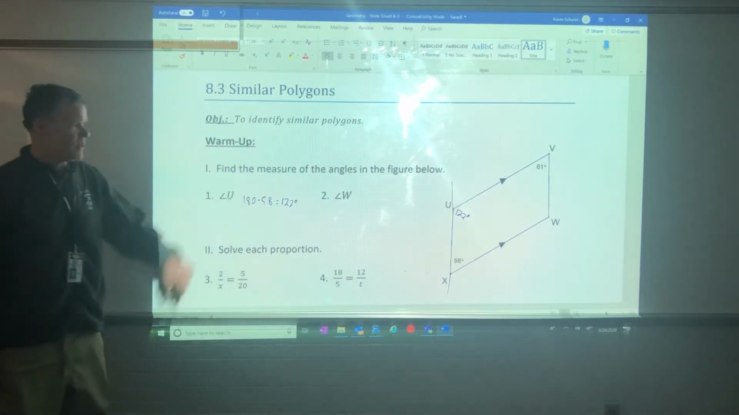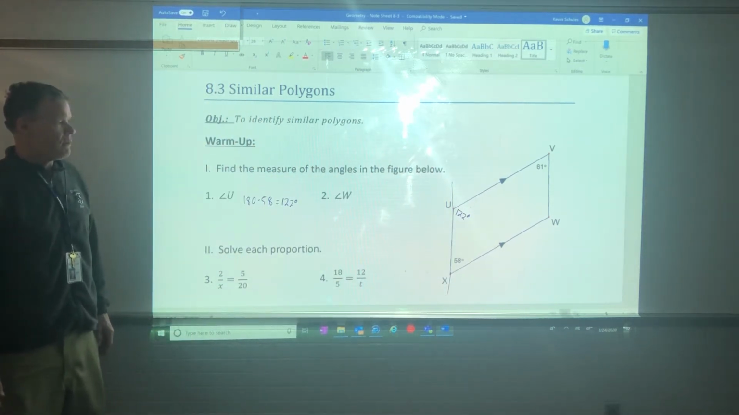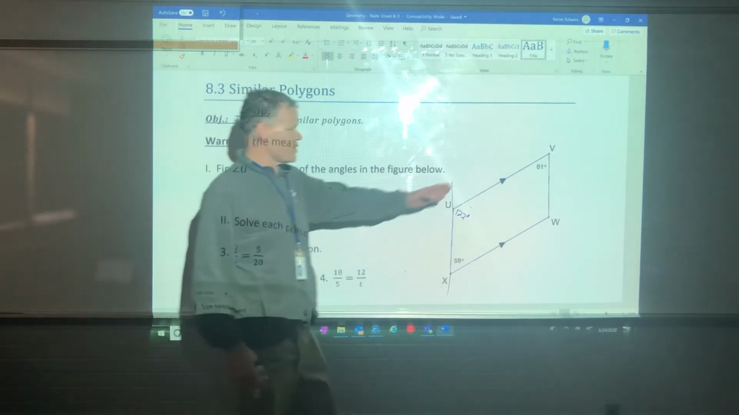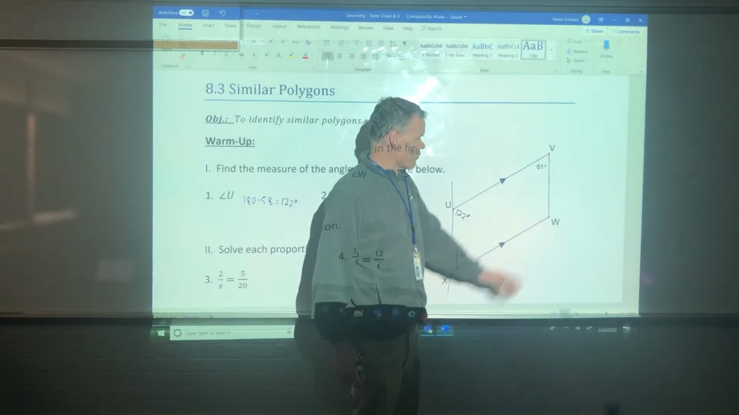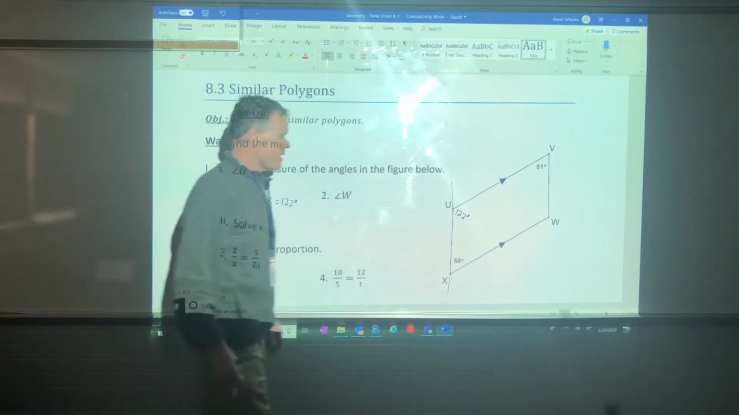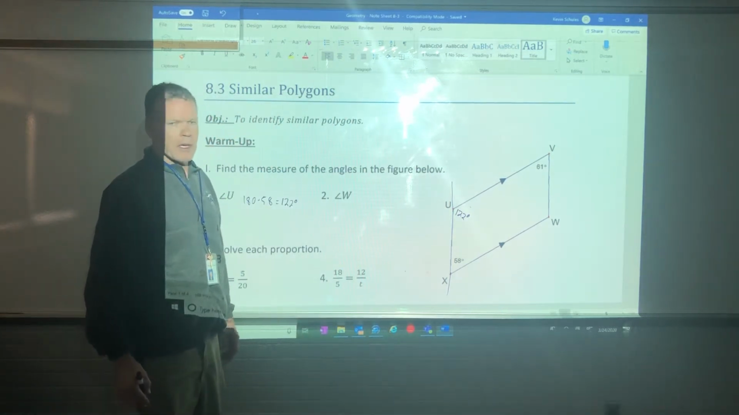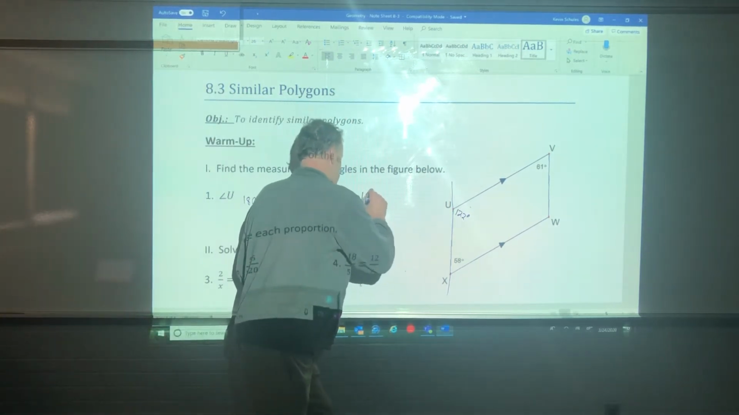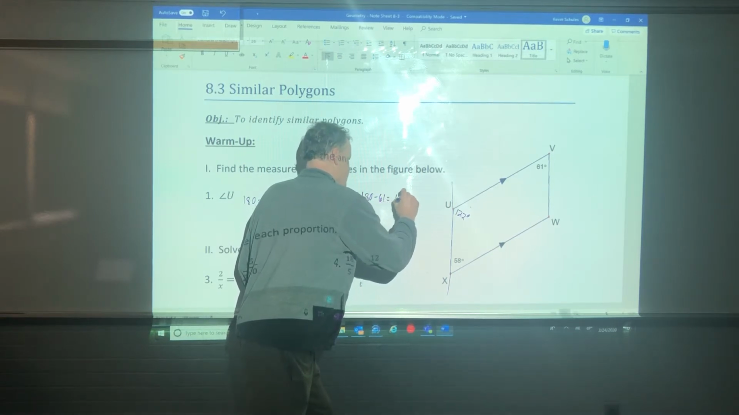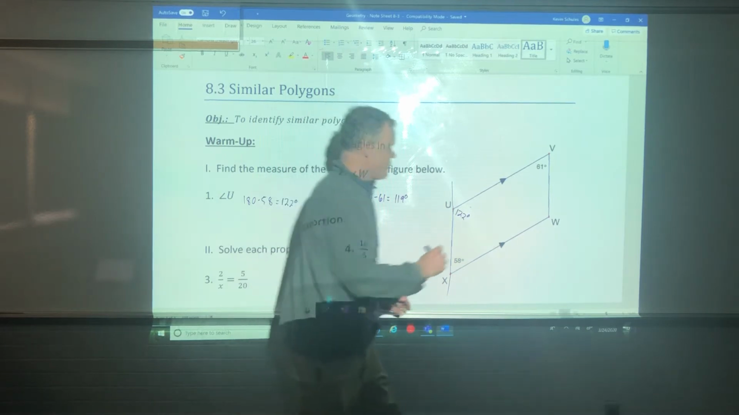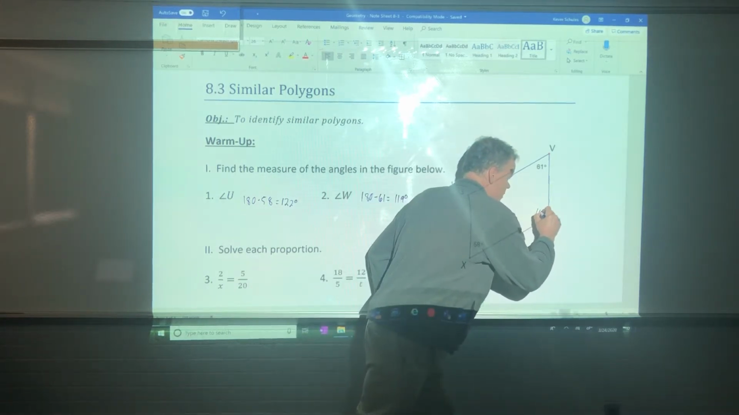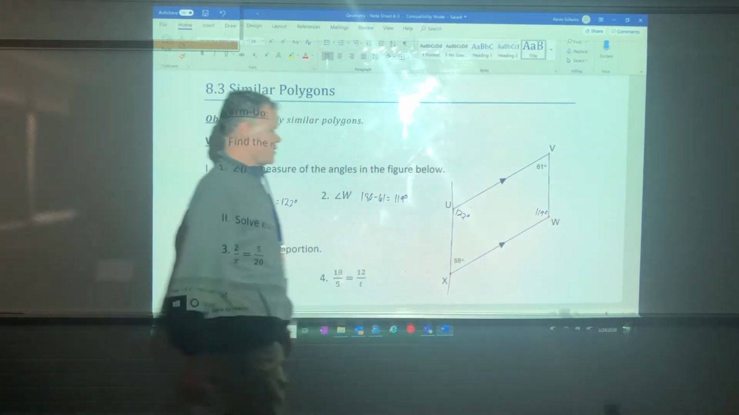Now we're going to do the same thing with V and W. V and W are consecutive interior angles, okay? So we're just going to take 61 away from 180. Okay, so you've got 180 minus 61, and that's going to equal 119 degrees. So our measure of angle W is going to be 119 degrees, okay?